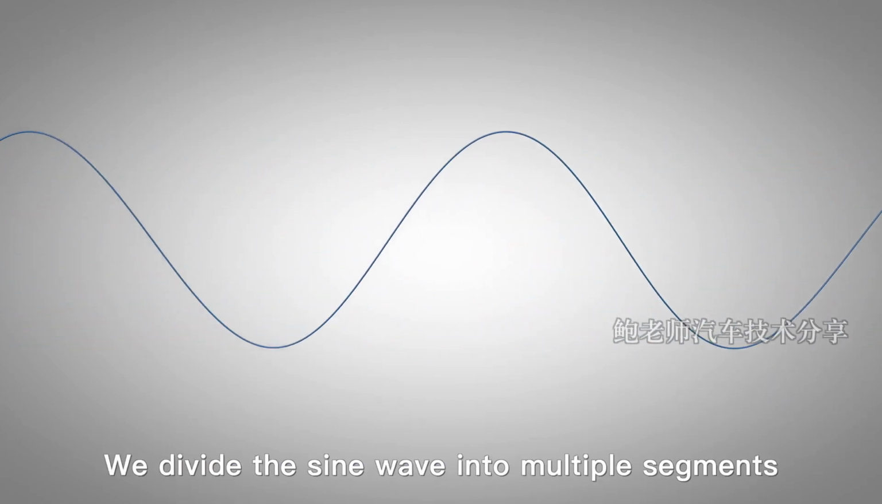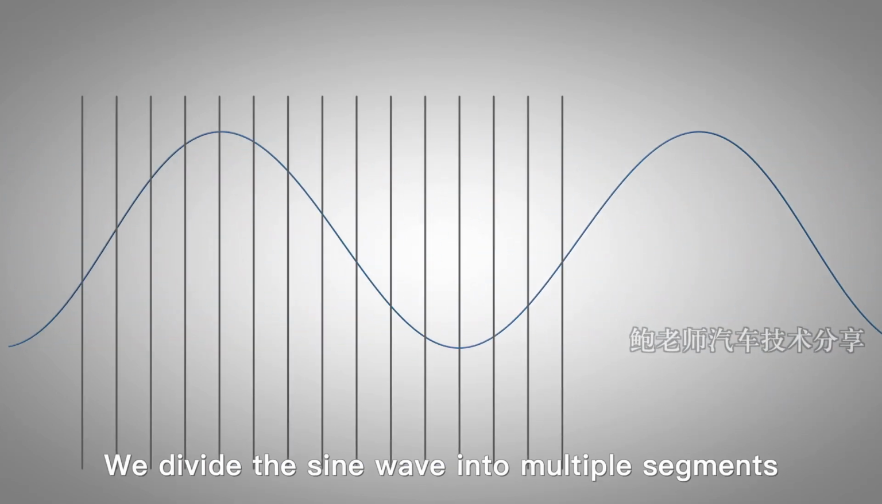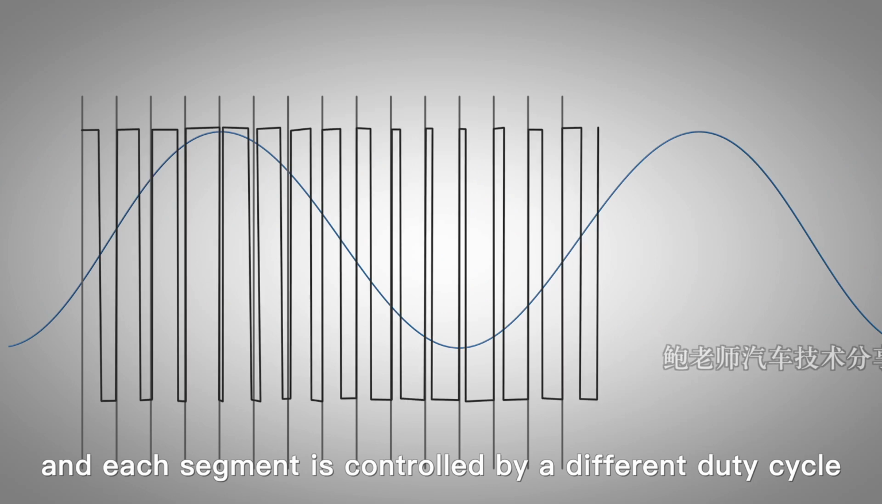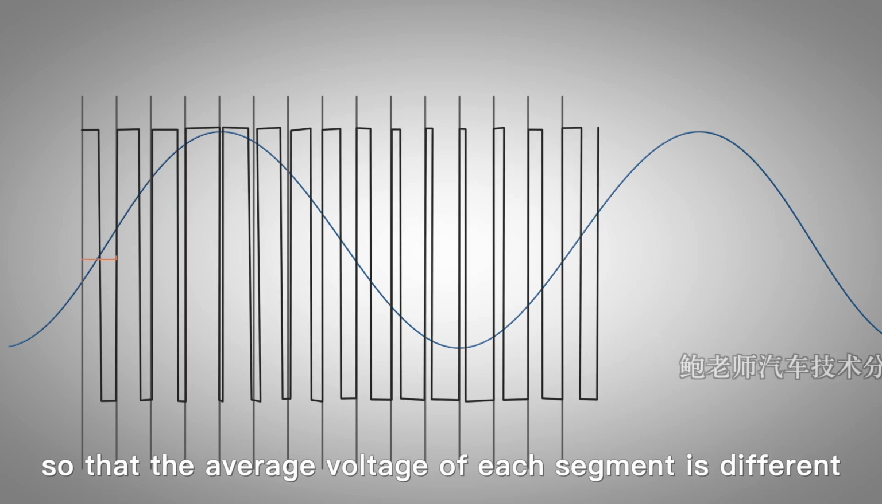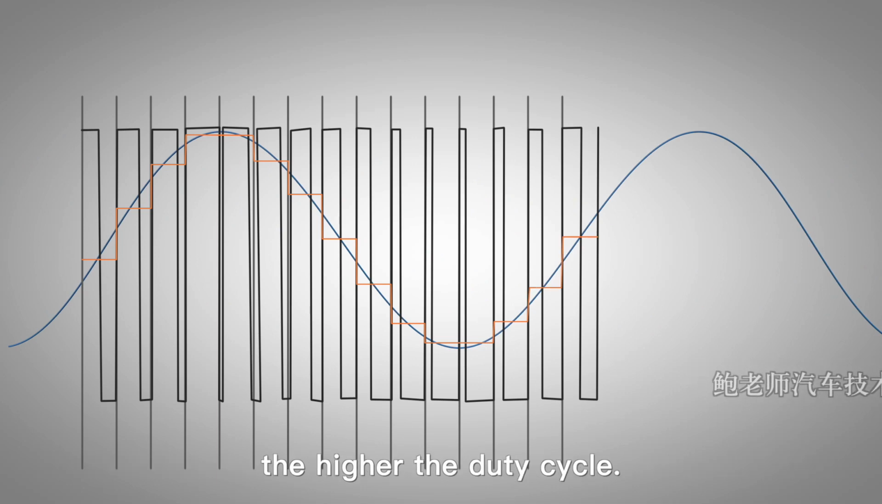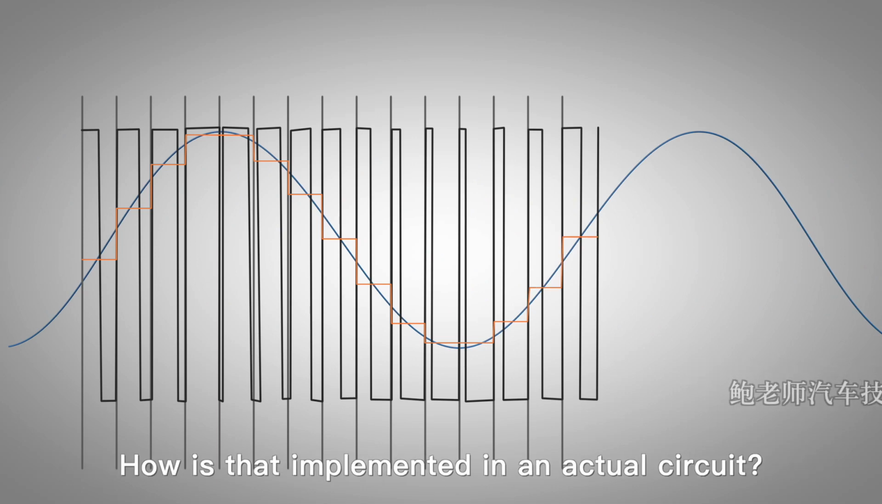We divide the sine wave into multiple segments, and each segment is controlled by a different duty cycle, so that the average voltage of each segment is different. The higher the voltage, the higher the duty cycle. How is that implemented in an actual circuit?